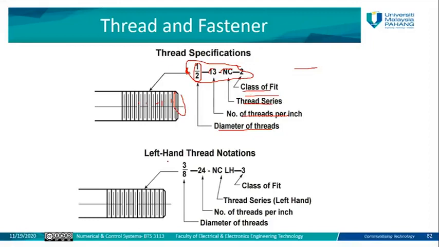Same here for the left-hand thread notification, the same as the previous one. They need to define all these parameters: thread series, number of threads, and so on. So this is just some of the features or readings which can be extracted from the drawings and then included in the program that will be fed to the machine, for any task the machine is required to perform, either drilling or milling and so on.